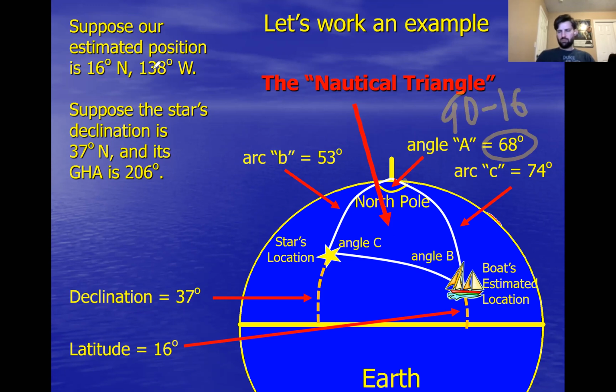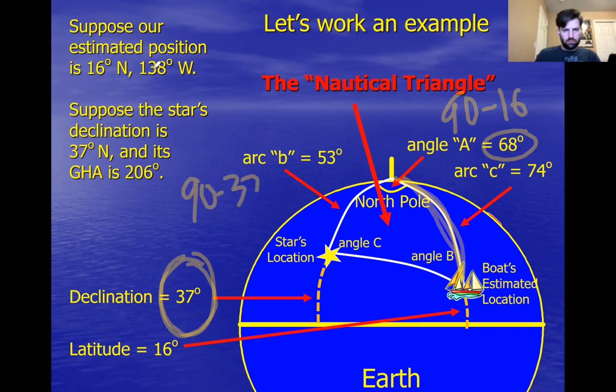That's how I got that. So we know that the distance from the North Pole to our estimated position is 68 degrees. Do the same thing with the star's GP. The latitude of the star's GP is 37, so if we take 90 minus 37, that tells us the distance from the star to the North Pole. That works out to be 53 degrees.